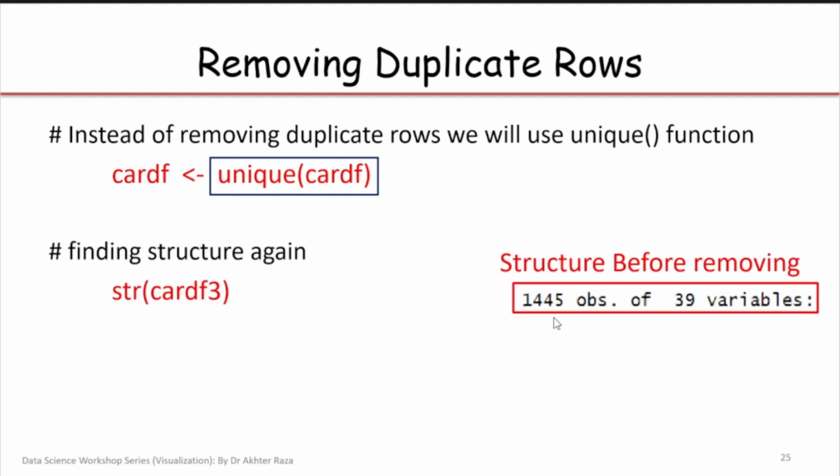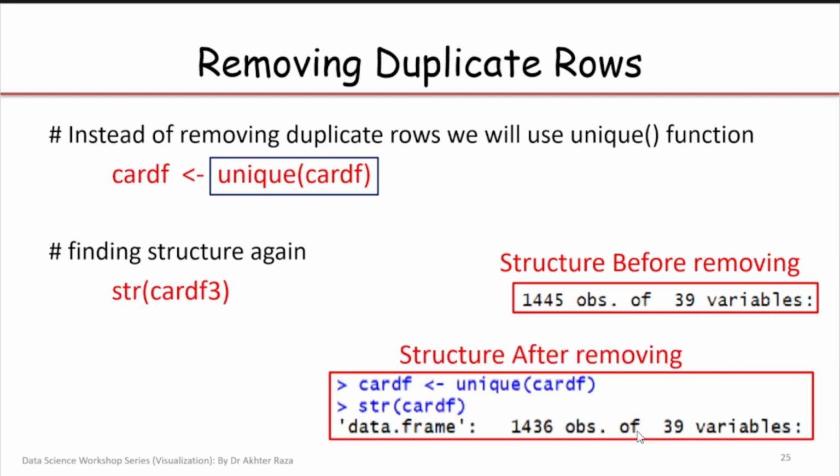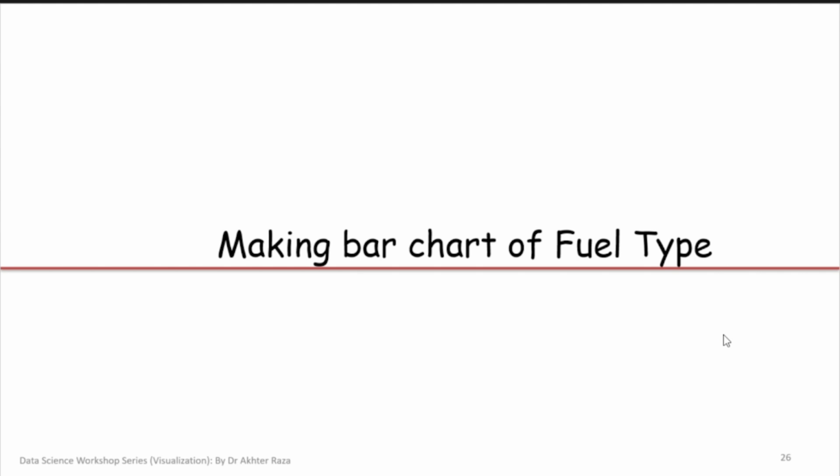Actually we have 1445 observations of 39 variables. After removing the duplicates, we have 1436 rows of 39 variables. So this is the structure we will use for the purpose of making bar charts and pie charts.